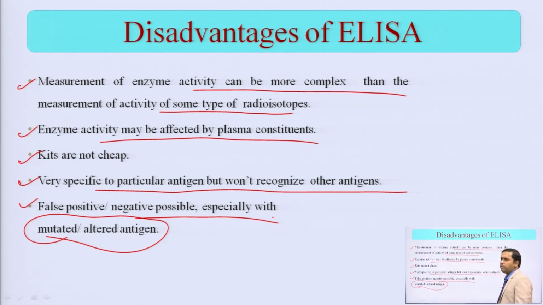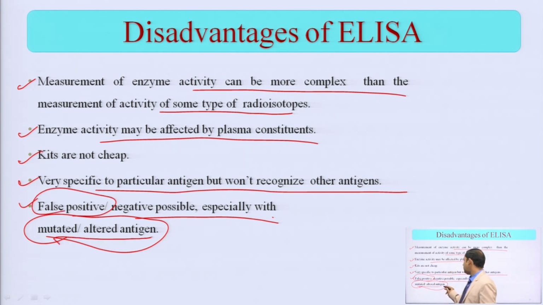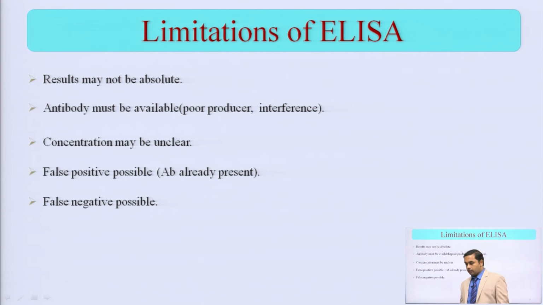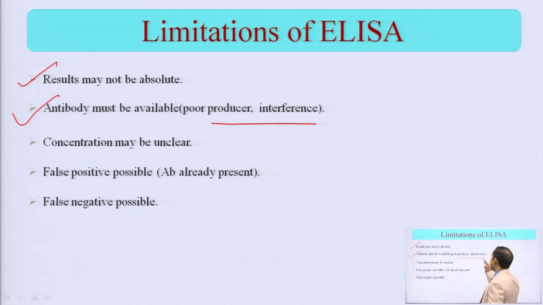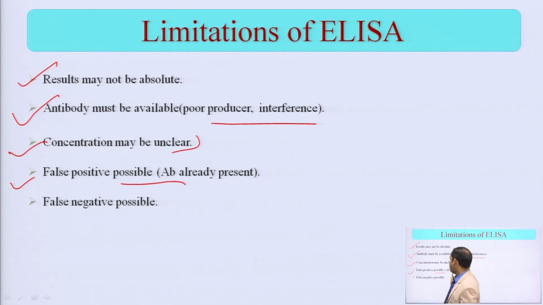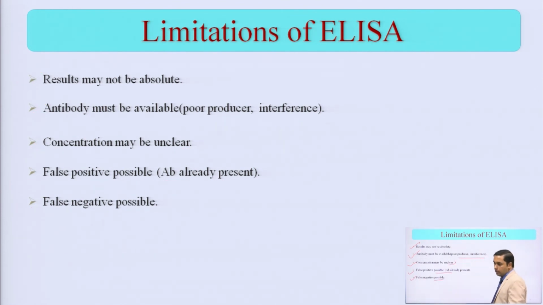You might have heard recently about rapid antigen tests or various kinds of antibody tests for SARS-CoV-2. Patients are getting false positive results. Why? Because of this problem. Limitations: results are not absolute in many cases. Antigens must be available, product interference can occur, and yes, concentration may be unclear. False positives, as I have told. So, these are some limitations of this ELISA test.